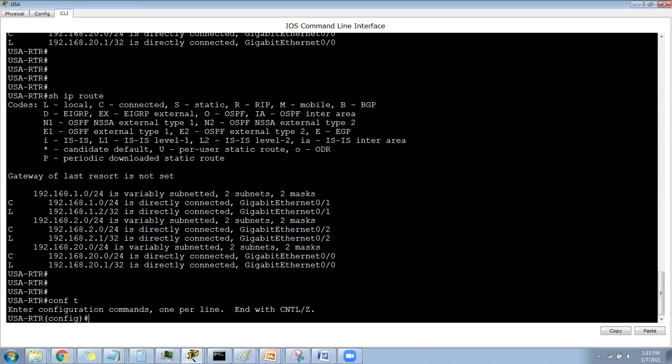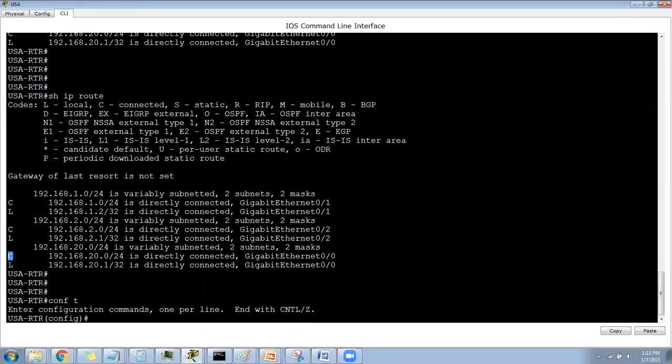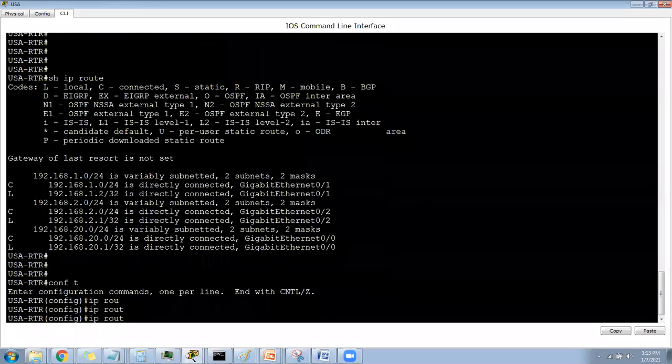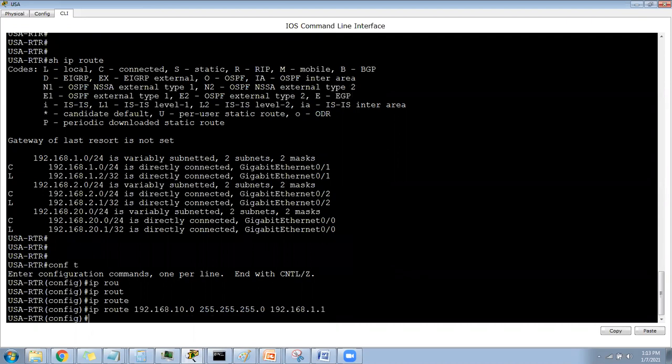Two. Why? Because I already have three routes here: C, C, and C. These three routes are connected. So what is missing? I just need to add that. IP route, first let's add 192.168.10.0, 255.255.255.0. It is the India LAN. And how can I reach there? 192.168.1.1.